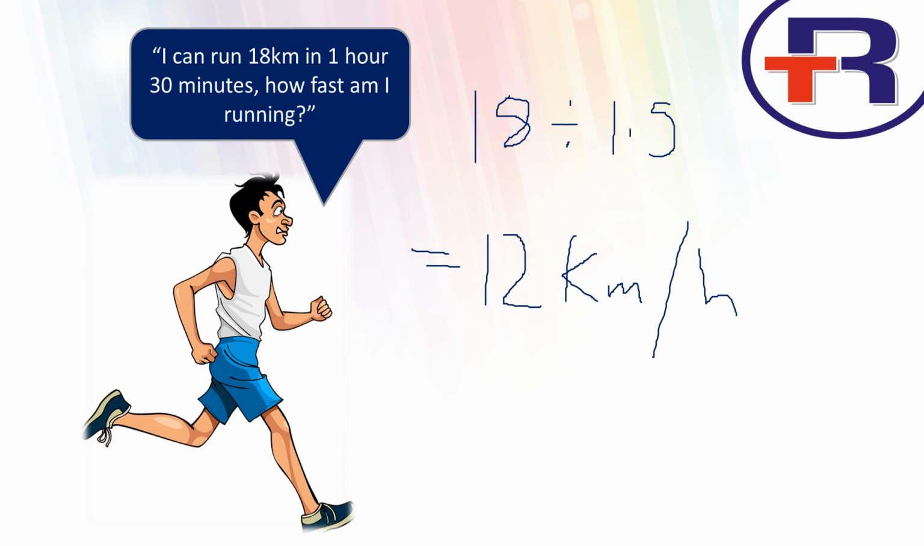We could always work this question out differently. Instead of using 1 hour 30 minutes, we could use 90 minutes. The formula for that would then be 18 divided by 90. What we need to do at this point is divide the 90 by 60 to give us the calculation in hours. 90 divided by 60 gives us the 1.5. So again, we end up with 18 divided by 1.5, which gives us 12. And again, 12 kilometers per hour.